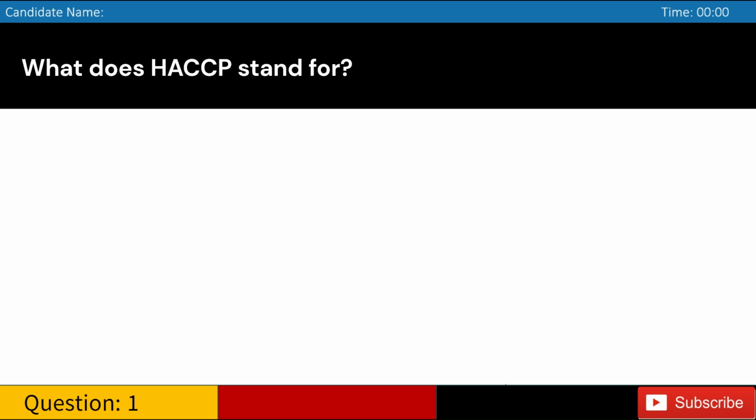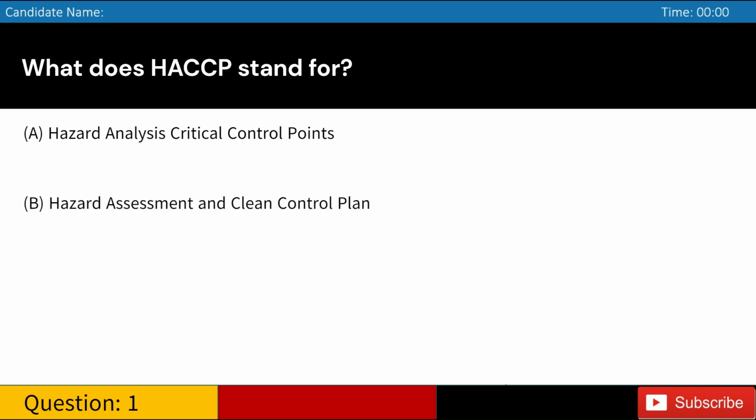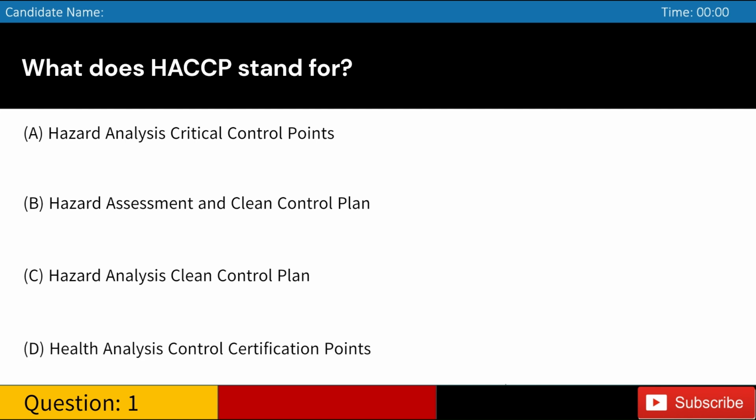What does HACCP stand for? A. Hazard Analysis Critical Control Points. B. Hazard Assessment and Clean Control Plan. C. Hazard Analysis Clean Control Plan. D. Health Analysis Control Certification Points. Answer A. Hazard Analysis Critical Control Points.